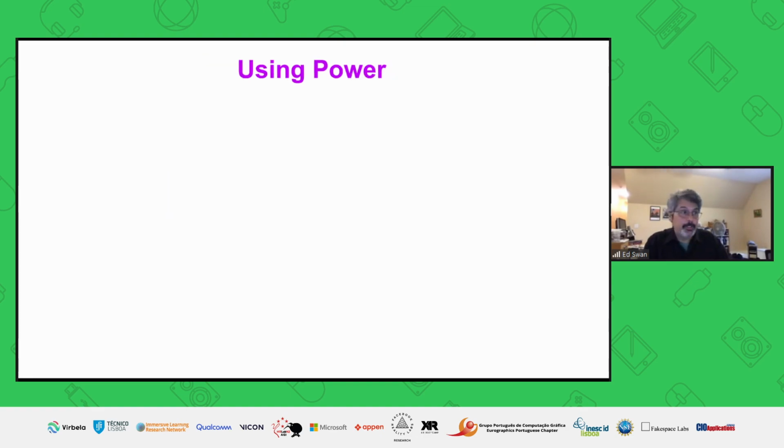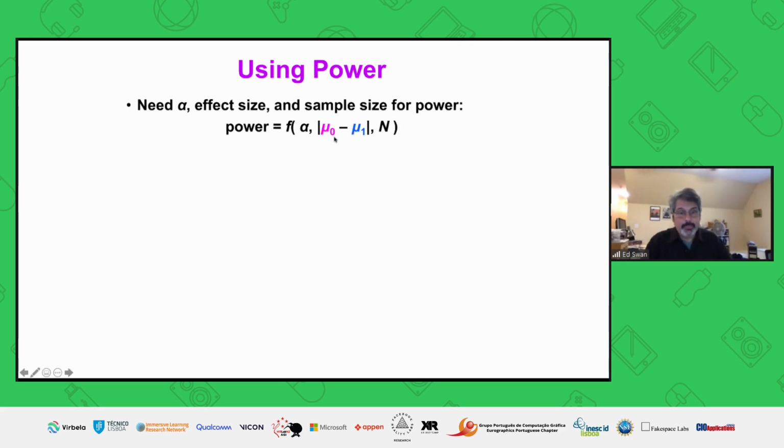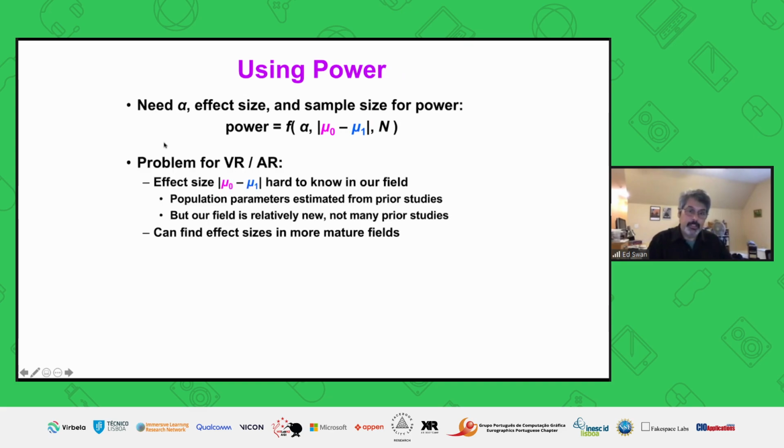So how do you use power if you're an experimenter? Power is really a 4-way interaction based on the non-central F distribution between power, the alpha level, the effect size, and the sample size. And in our field, it's hard to know effect sizes. One way you do learn effect sizes is through replication studies. But our field is relatively new, not many prior studies, not many replication studies, so it's hard to estimate effect sizes. You can find effect sizes in more mature fields. Some of our experiments are based on previous experiments in psychology, and there you have some ability to measure an effect size.